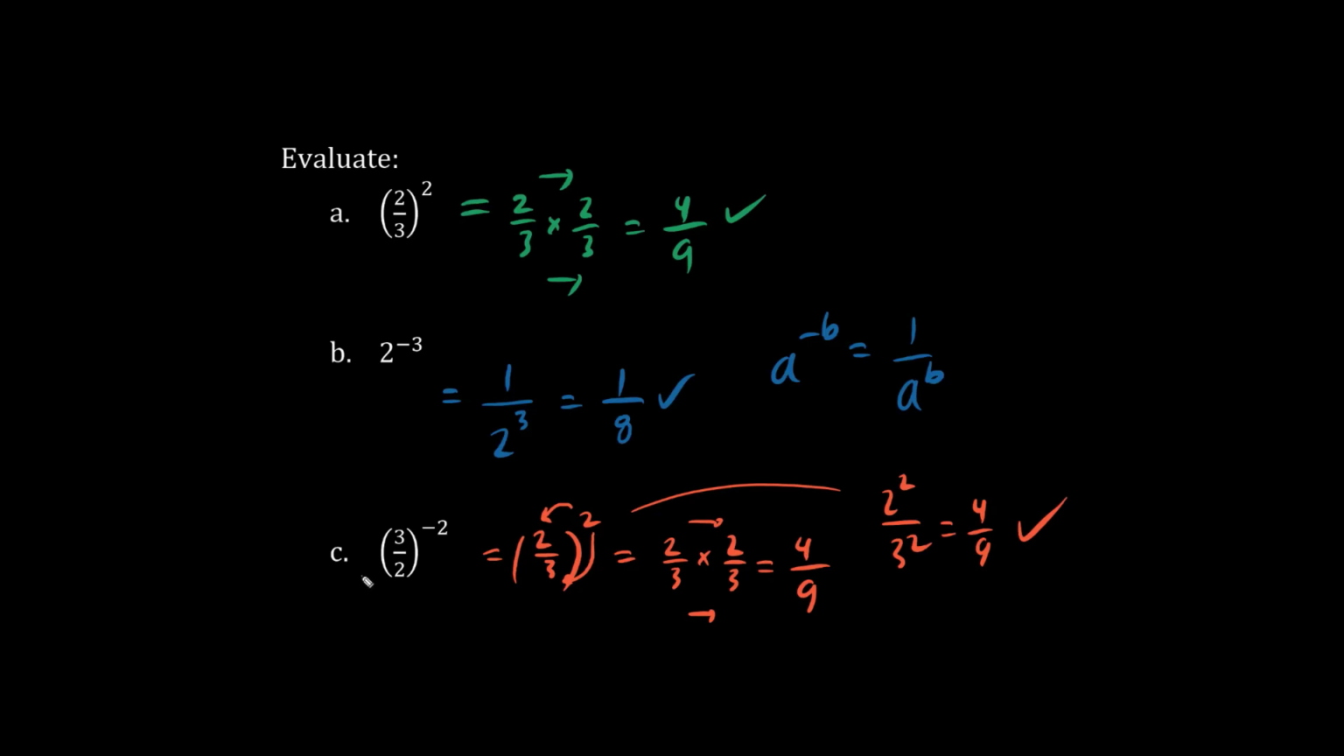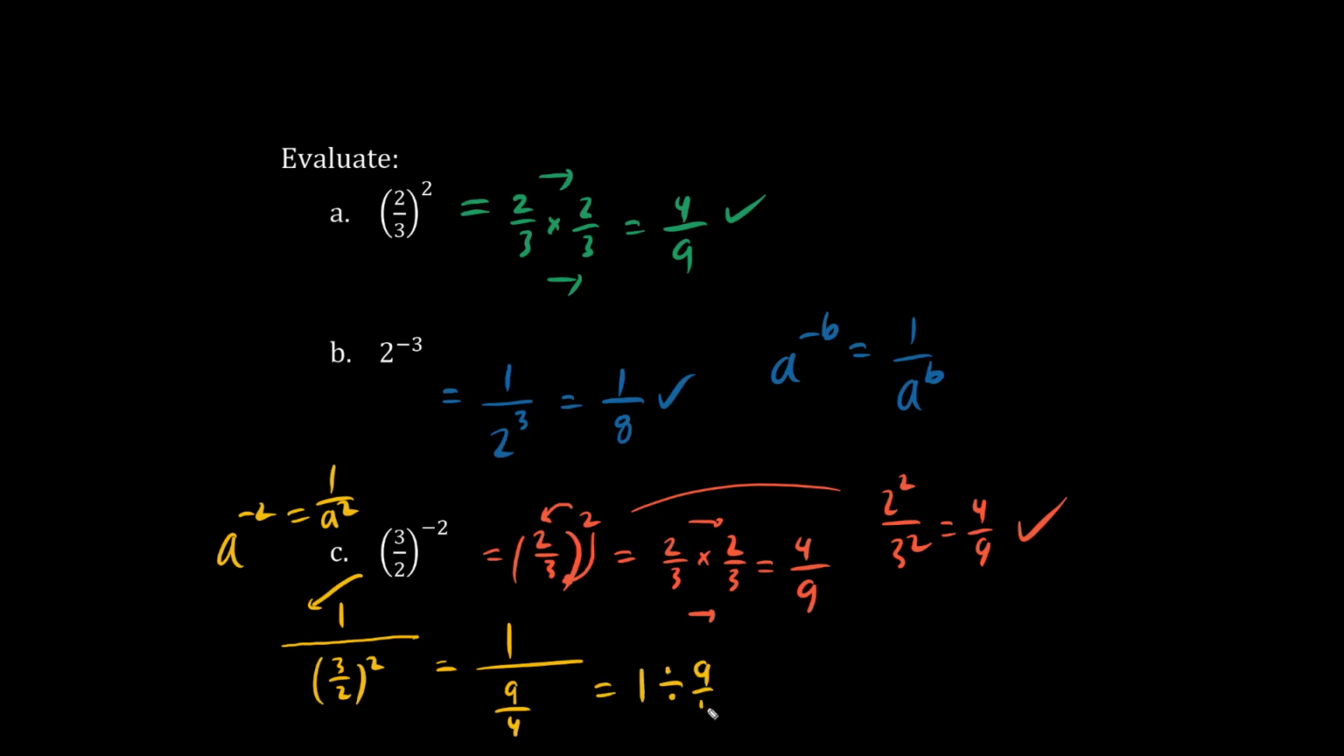One last convoluted way to do this is to treat this as a to the -2, which is 1 over a squared. So this inefficient way of doing this is 1 over that base, 3/2, squared to the +2. What is 1 over this fraction squared? We have 3 squared is 9, and 2 squared is 4. Essentially, we have 1 divided by 9/4. We can change division to multiplication if we flip the top and bottom, 4/9. And anything times 1 is itself. So the answer indeed is 4/9.